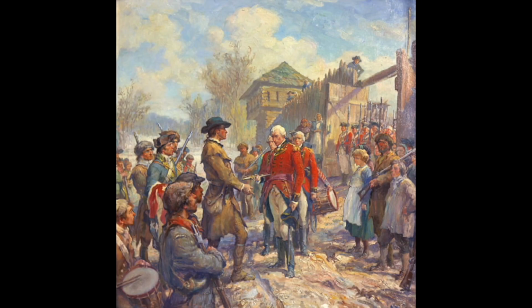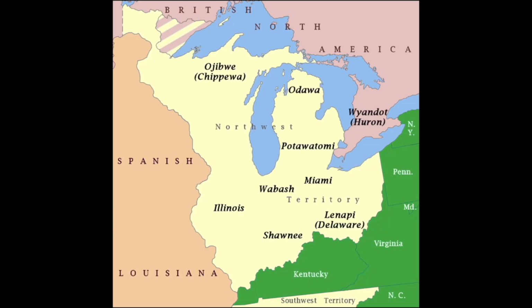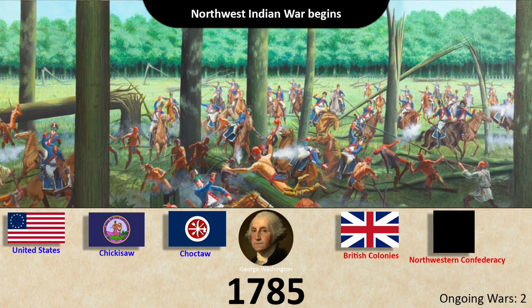When European Americans began settling in these regions, a Huron-led confederacy formed in 1785 to resist the taking of the Native American lands, and they basically declared that it was all their territory. And this basically led George Washington to enforce U.S. sovereignty over the territory, and a war would officially begin in 1785.